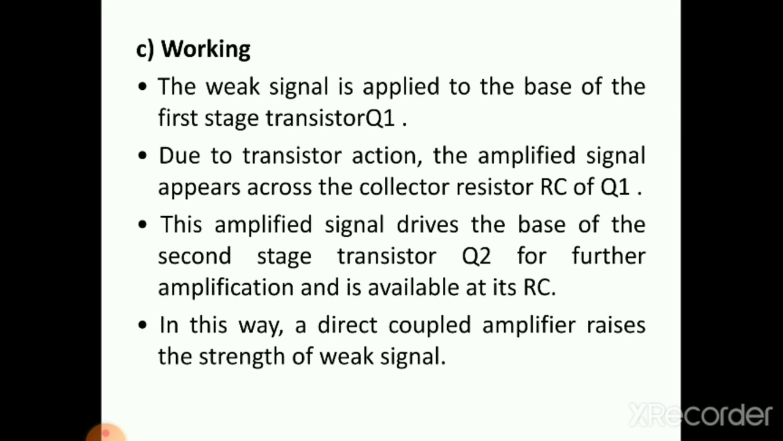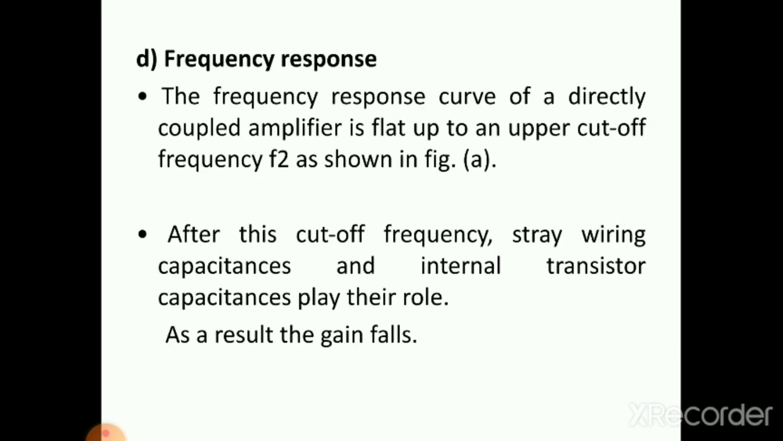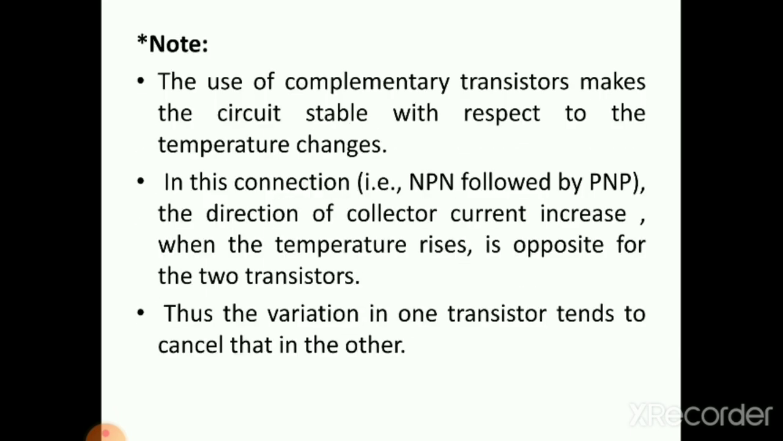Working: the weak signal is applied to the base of the first stage transistor Q1. Due to transistor action, the amplified signal appears across the collector resistor RC of Q1. This amplified signal drives the base of the second stage transistor Q2 for further amplification and is available at its RC. In this way, a direct coupled amplifier raises the strength of a weak signal.